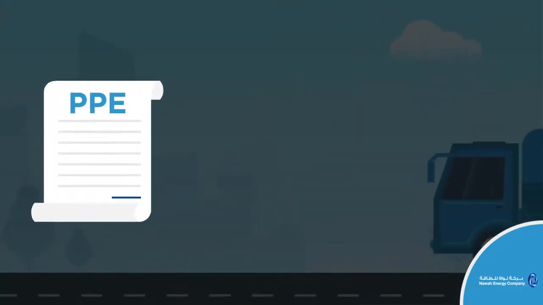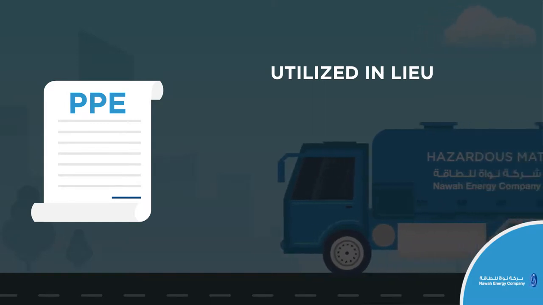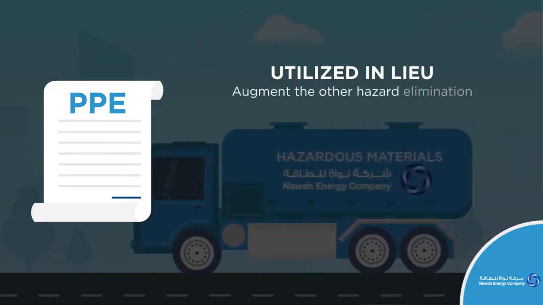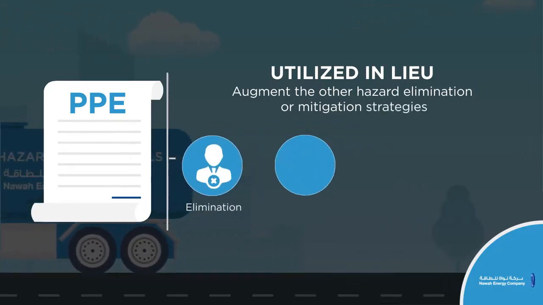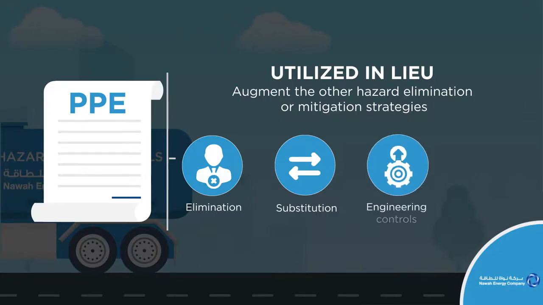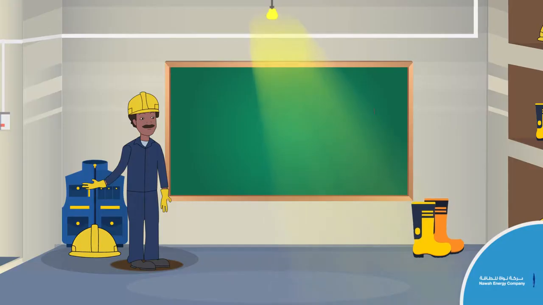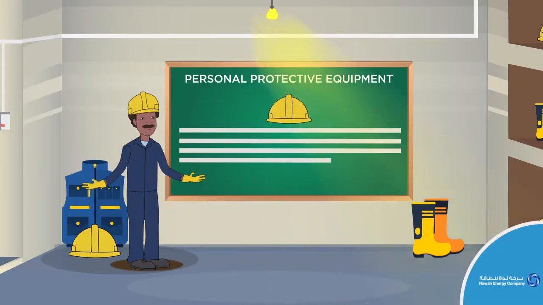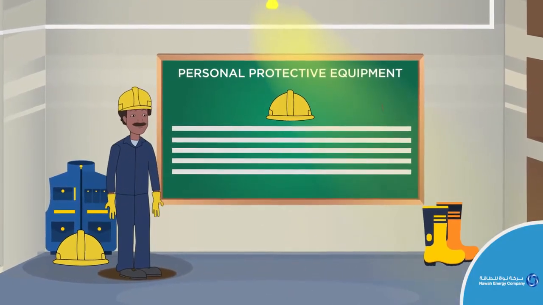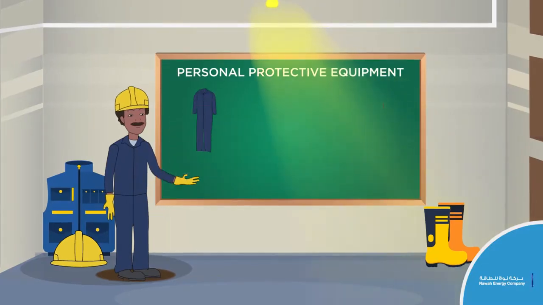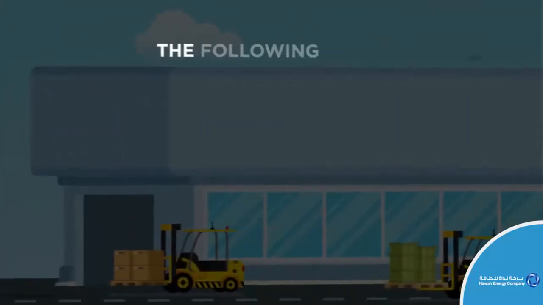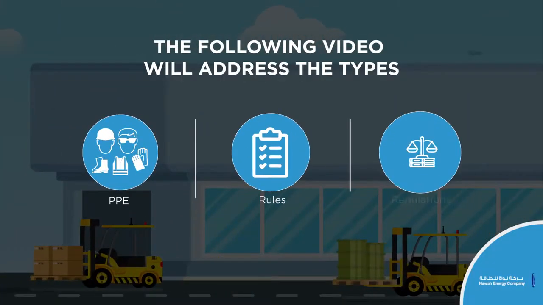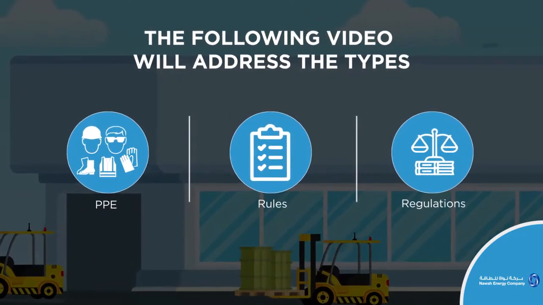PPE is not intended to be utilized in lieu of, but rather to augment the other hazard elimination or mitigation strategies. That is, elimination, substitution, engineering controls, and administrative controls. But as a last defense, personal protective equipment shall be used. Personal protective equipment, or PPE, is any form of clothing or wearable gear that is used to prevent injury. The following video will address the types of PPE and rules and regulations that come with them.